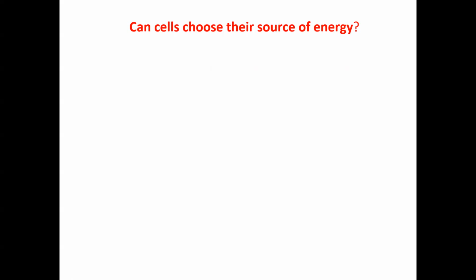Okay, so for most of the cells, they have options. They will have a supply of energy in different forms, mainly glucose and fatty acids, because eventually the proteins will be broken down to amino acids, and amino acids are used to either make glucose or make fatty acids. But not all cells have this option to choose which energy source they can use.